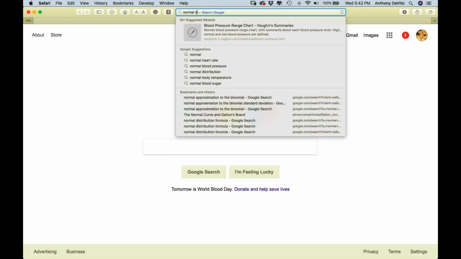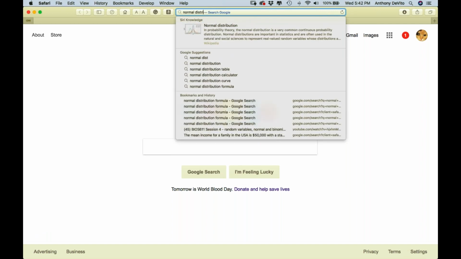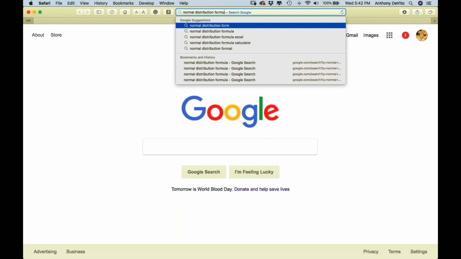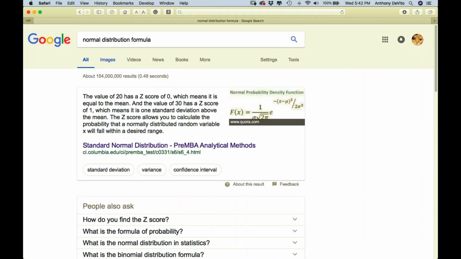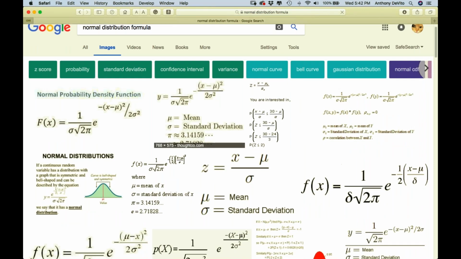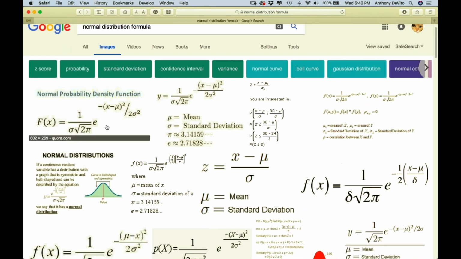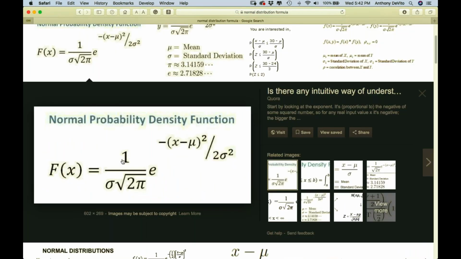Normal distribution formula. Okay, let's see if I can find it. Okay, here we go. This formula right here represents the height of that line. f(x) would be kind of like saying the y-axis.